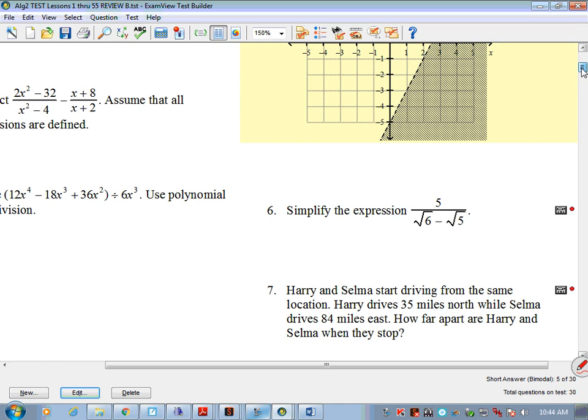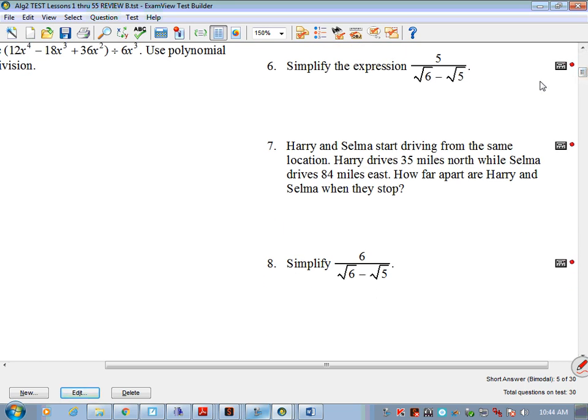Okay, let's come down to question number 6. All right, so we've got a number over some radicals. Okay, number 6, we are at lesson 40, simplifying radical expressions. Okay, this requires me to multiply by the conjugate. Okay, multiply by the conjugate.